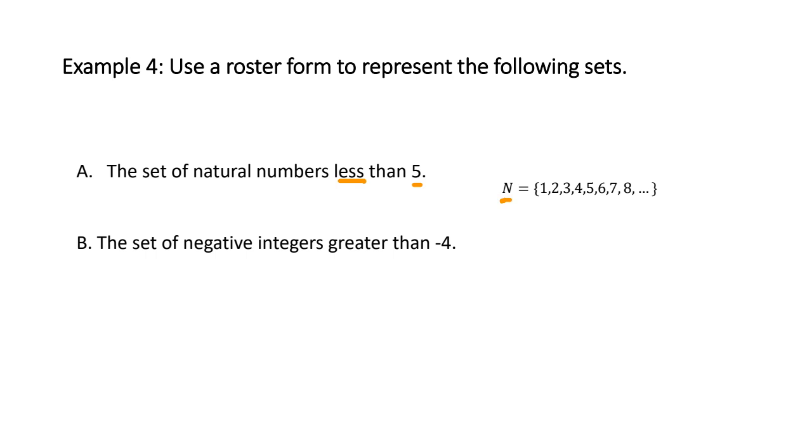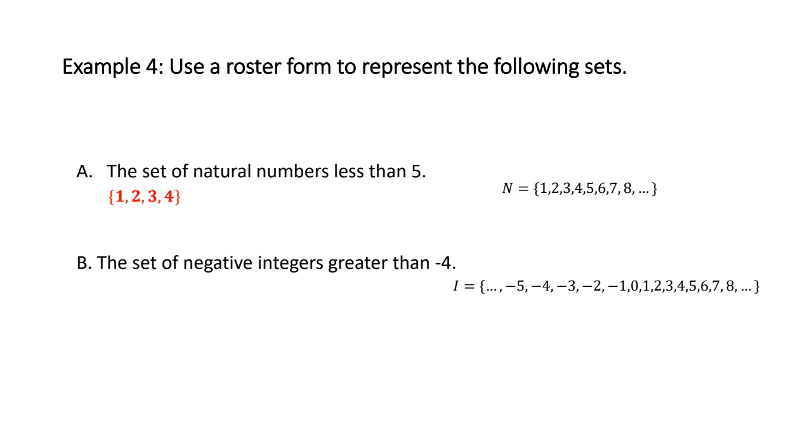So here's my 5. Anything less than that is going to be part of the set. So my answer is going to be 4, 3, 2, and 1. Okay, so we have 1, 2, 3, and 4. These numbers here are less than 5, and so that's what makes up our set. Any questions? Okay, so the next one, the set of negative integers greater than -4.